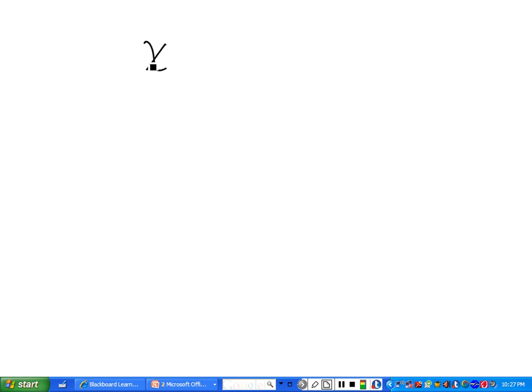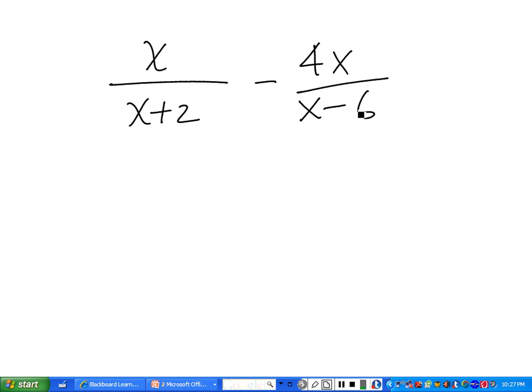Okay, let's try x divided by x plus 2 minus 4x over x minus 6. Now here you're going to have to be very careful because this is a subtraction symbol here. And let me erase this so you can see that it's on the same level. The subtraction symbol is right in the middle. Alright, and normally you have to be very careful. Alright, so let me put caution here. This is a subtraction problem.